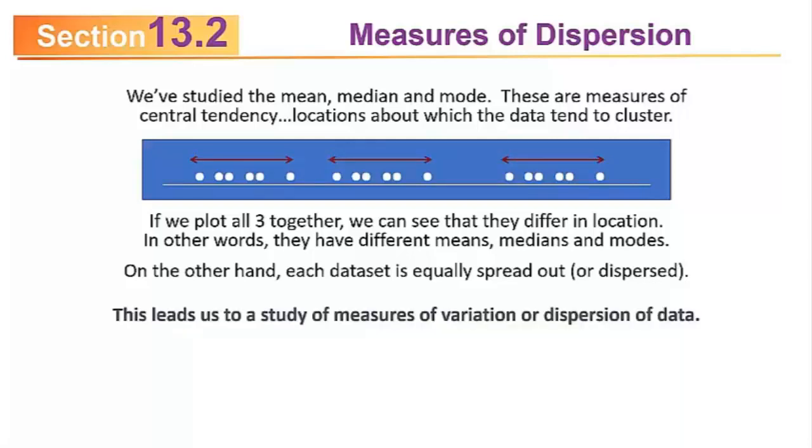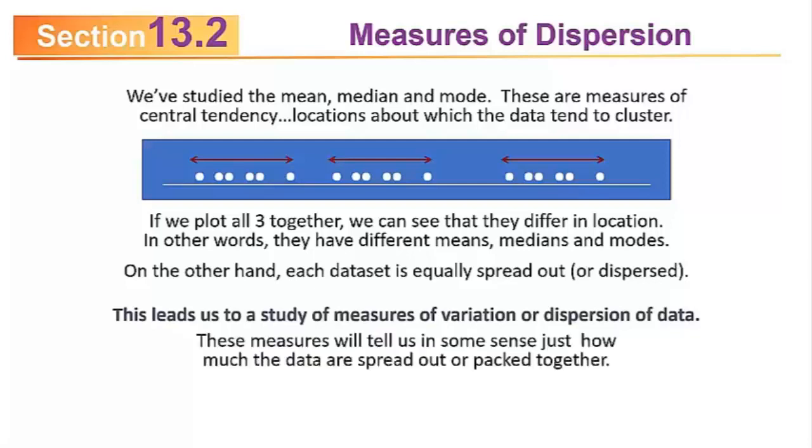That's what leads us to the study of measures of variation or dispersion of data, as a contrast to just a measure of location, which we studied in the previous section. These measures will tell us in some sense just how much the data are either spread out or packed in together.